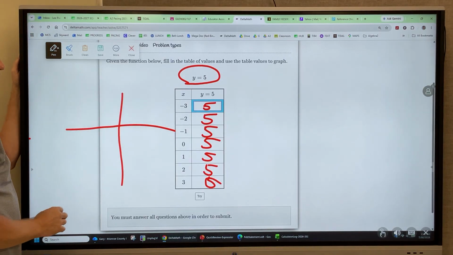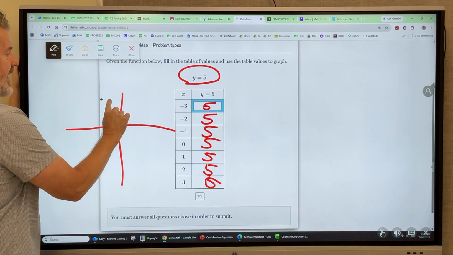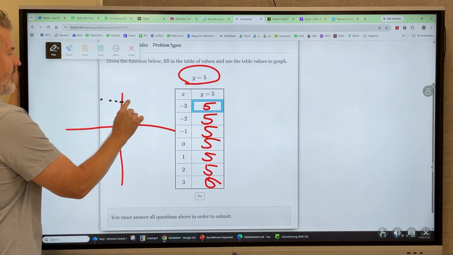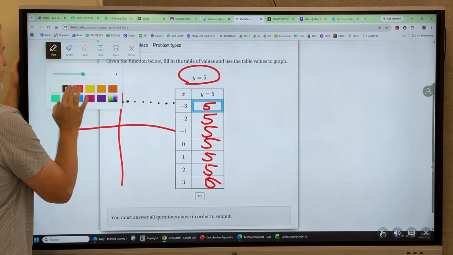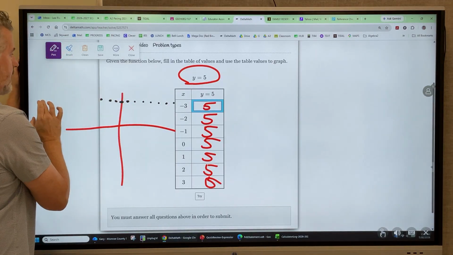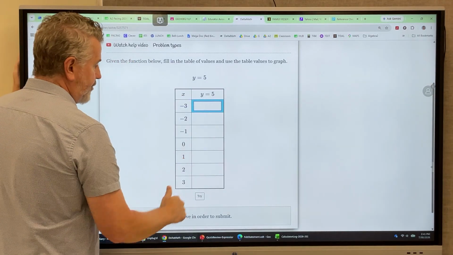So when you graph it, what's it going to look like? -3, 5. -2, 5. -1, 5. 0, 5. What's this looking like? I heard it. It's a horizontal line, okay?